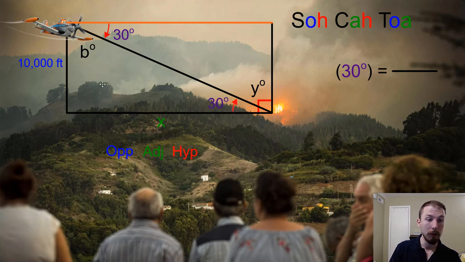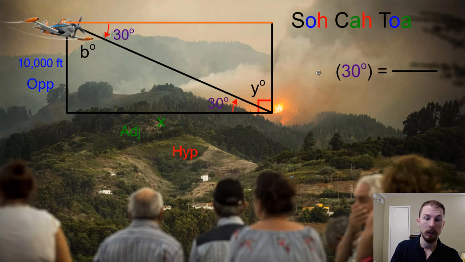So I can label my sides with respect to 30. The 10,000 is going to be the opposite leg. The adjacent leg is the side we're trying to solve for. So looking over here with SOH CAH TOA, which again, is color coded, which trig function relates the opposite to the adjacent? Again, I'm not using the hypotenuse, so I can't use sine and cosine. So it would be the tangent function.